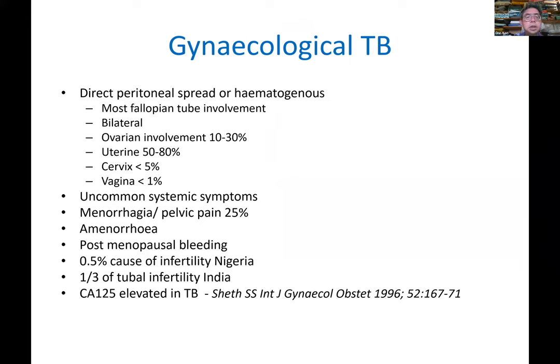So in terms of gynecological TB, this can be due to peritoneal spread, or again, as I said, hematogenous, which I'm sure you've all got the idea of now. And most have fallopian tube involvement. Most are bilateral, and it's more rare to end up in the cervix or vagina, but certainly uterine and ovarian involvement, with fallopian tubes primarily. And this group generally will not present with systemic symptoms. They may have pain or bleeding, and it is an important source of infertility, at least in developing countries. So you'll see here in Nigeria, there's a figure of 0.5%. And in India, it's probably a cause of a third of tubal infertility.